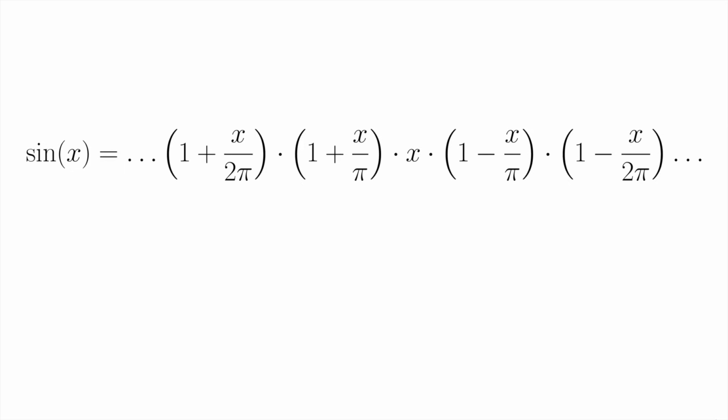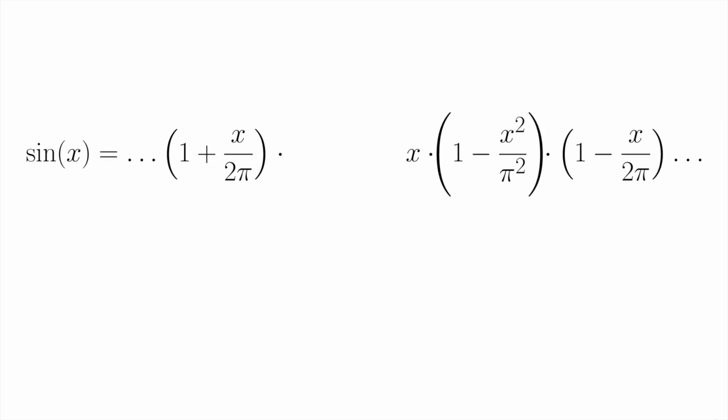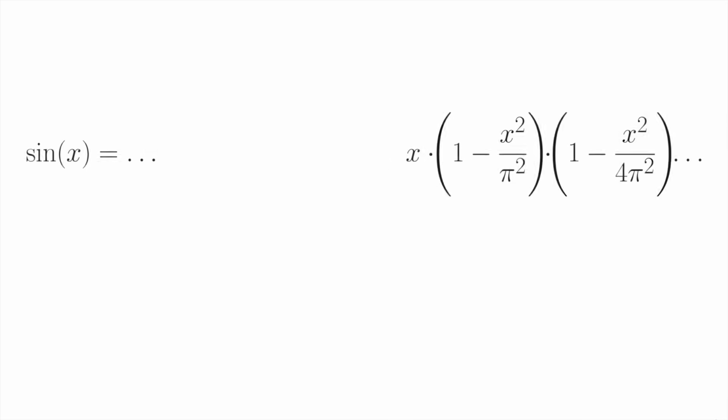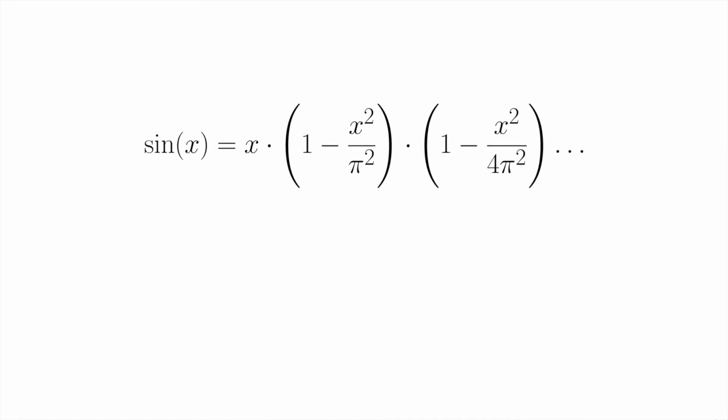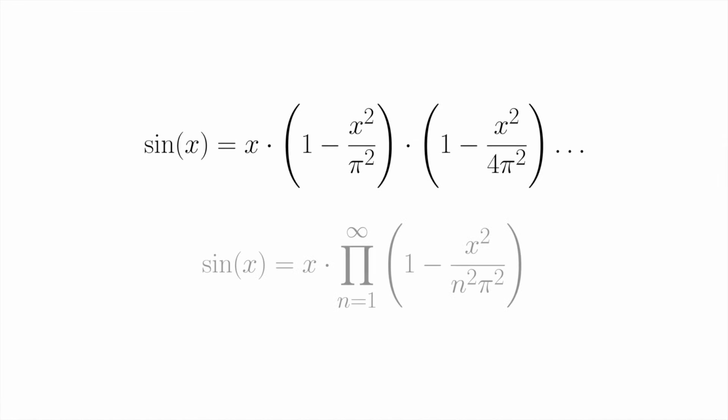We can tidy this up just a bit by combining the terms for the opposite zeros. That is, we're going to combine the term for plus pi and minus pi, the term for plus 2 pi and minus 2 pi, and so on down the line. And when I do that, thanks to the difference of squares formula, I get the following expression for sine of x, namely that it's x times this product as n goes from 1 to infinity of 1 minus x squared over n squared times pi squared.